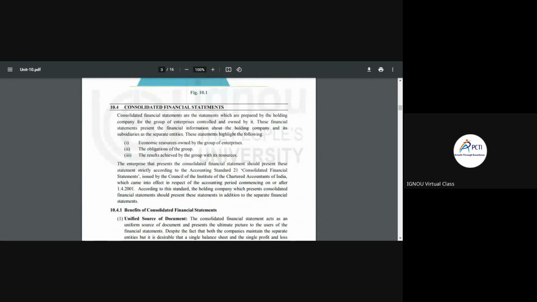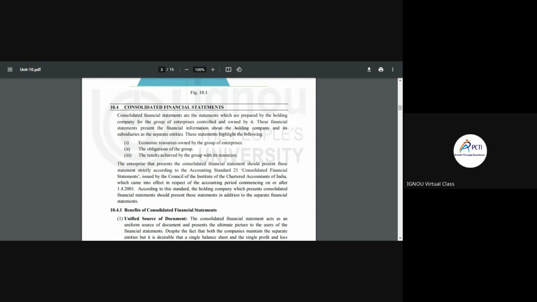In the case of consolidated financial statements, these are the statements prepared by the holding company for the group of enterprises which is controlled and owned by it. These financial statements present the financial information about the holding company and its subsidiaries as a single entity. So these statements highlight the following points. First one is economic resources owned by the group of enterprises. Second one is the obligation of the group. Third one is the result achieved by the group with its resources.